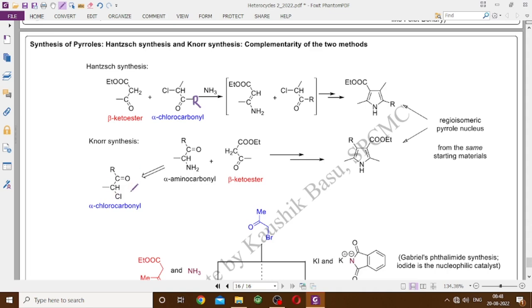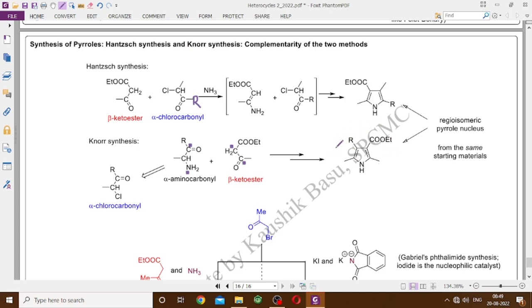So the alpha halocarbonyl can undergo nucleophilic substitution at the alpha position by ammonia, so that you get an alpha aminocarbonyl, and this alpha aminocarbonyl represents the N minus C delta plus synthon, and the beta keto ester in that case will represent the C delta plus and C delta minus synthon. These two can combine, and if they combine, then it is the Knorr synthesis that we are talking about. We get a regioisomeric pyrrole.